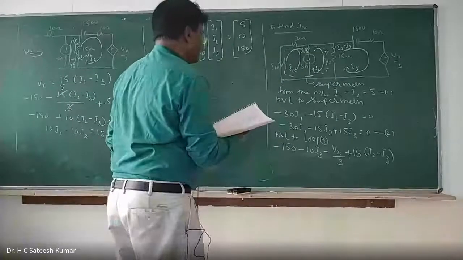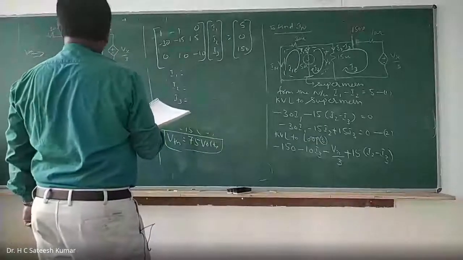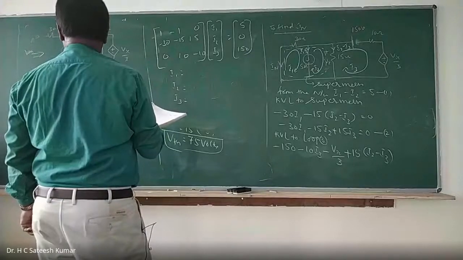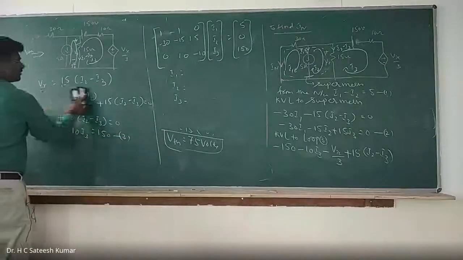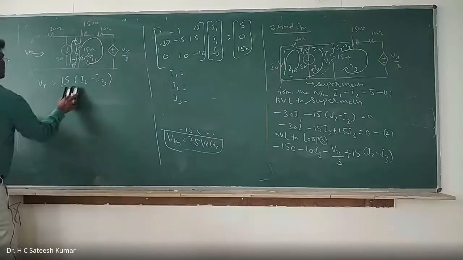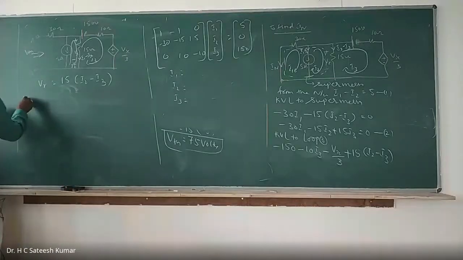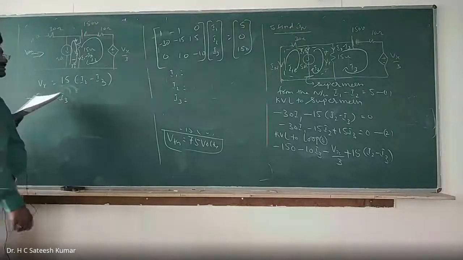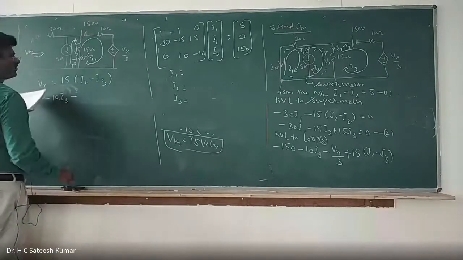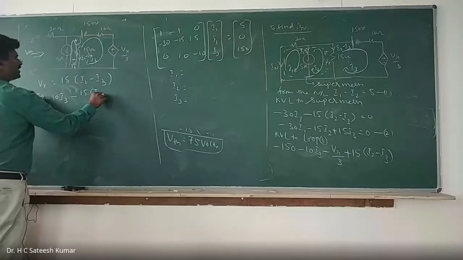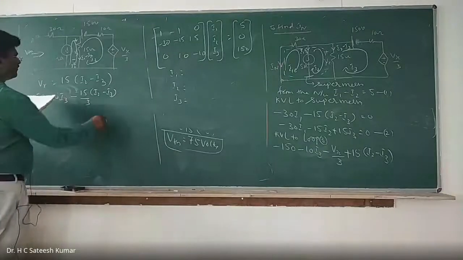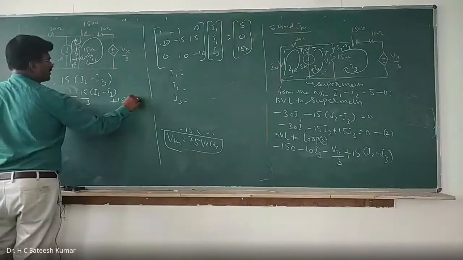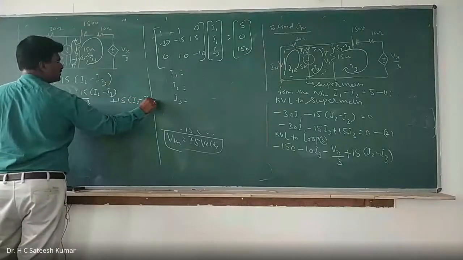Correct. Okay, minus 150 minus 10 I3, I had not written it here. Sorry, I made a mistake here. One minute. What is that we have? Vx is equal to 15. I left out that: minus 150 minus 10 I3. Minus 10 I3 minus Vx, that is 15 into I2 minus I3 divided by 3, then plus 15. Yes, you are right. Now it is correct, is equal to 0.